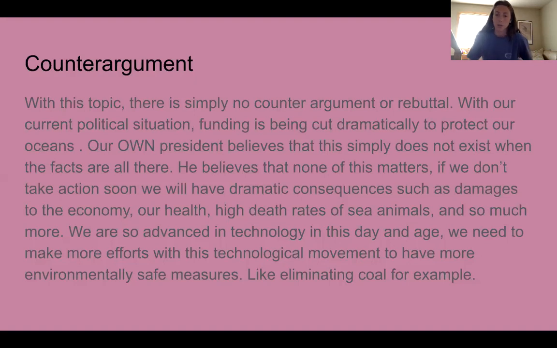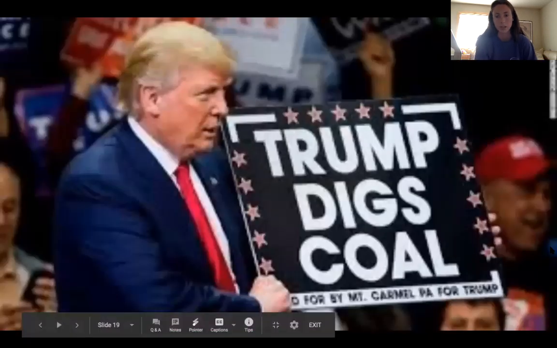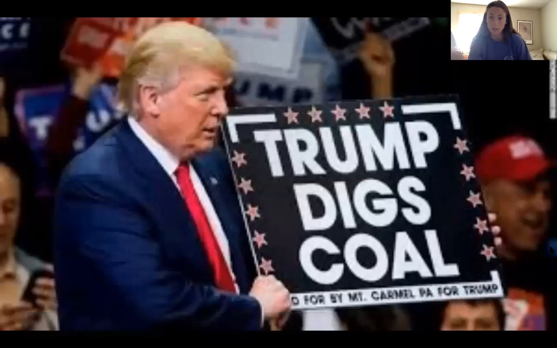I just believe that we are so advanced in technology, like I said before, and that we need to take advantage of this technological movement and have more environmentally safe measures, such as eliminating single-use plastics, eliminating coal, finding different ways to power cars, such as electric cars, so that we don't have those CO2 emissions. So this is just a picture of our president supporting digging coal, which is obviously not environmentally safe. It brings up a lot of carbon emissions.